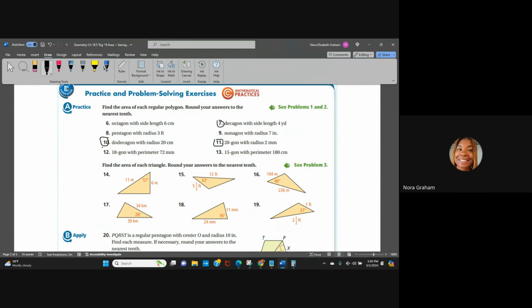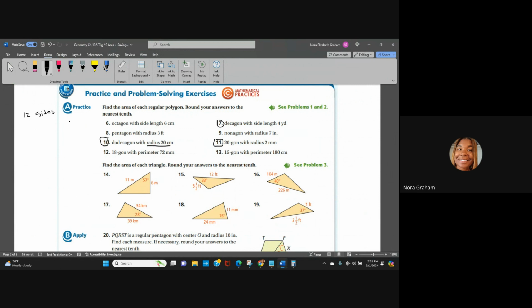Okay, let's do 10. So this time we're looking at a decagon. A decagon is 12 sides. Okay, 12 sides. Took me forever to write that. So decagon with radius 20. Okay, so that means we're going to set up our right triangle a little bit differently.